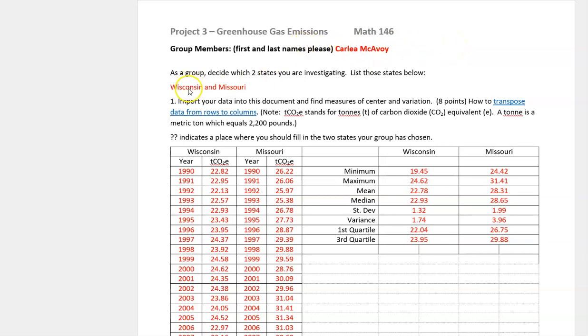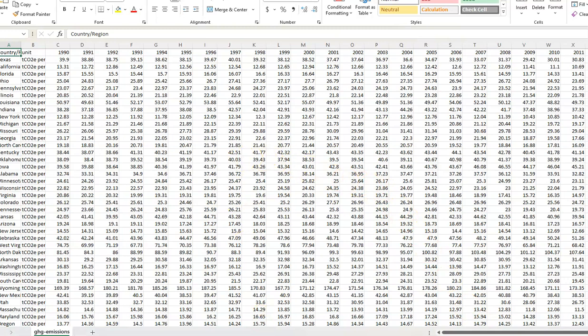Then you're going to choose two states. I chose Wisconsin and Missouri, so you cannot choose either of those two, but you can choose any of the other states, including DC. And then you're going to take a look at that data sheet that'll be posted in the assignment, and along the side are all the states, and then starting in 1990 and going all the way up to 2020, we have greenhouse gas emissions listed for each one.